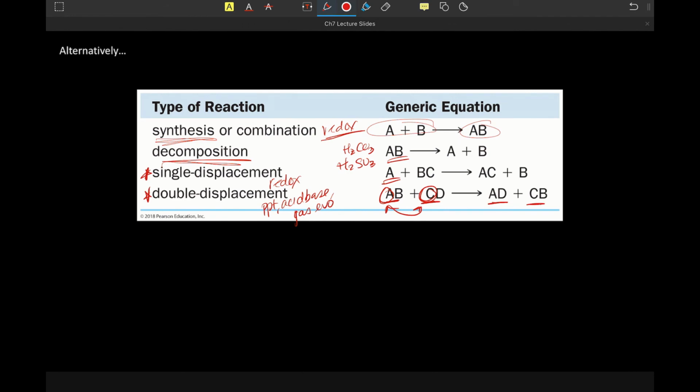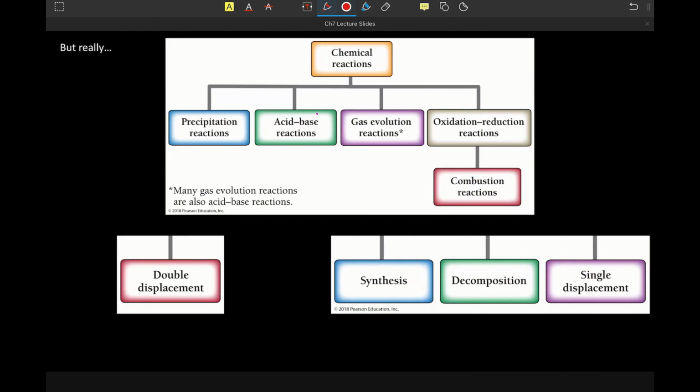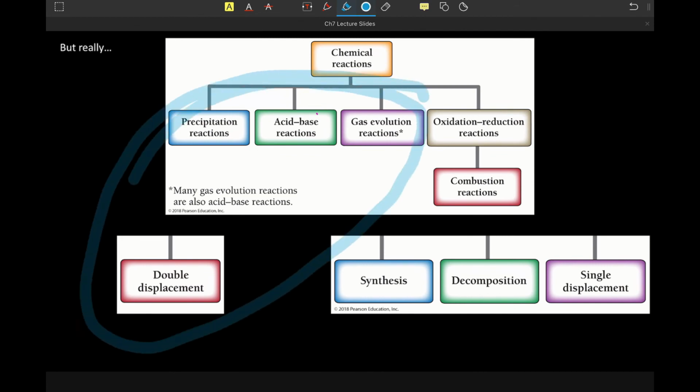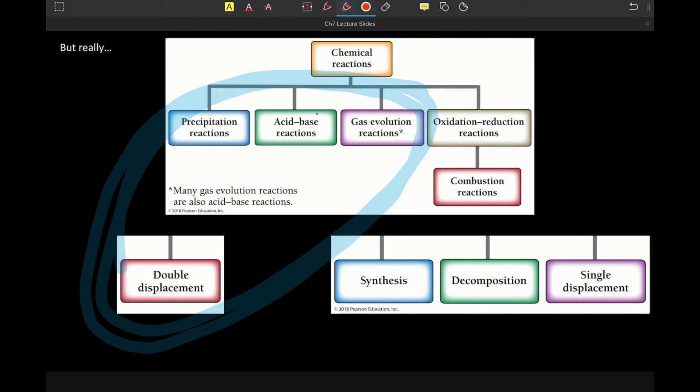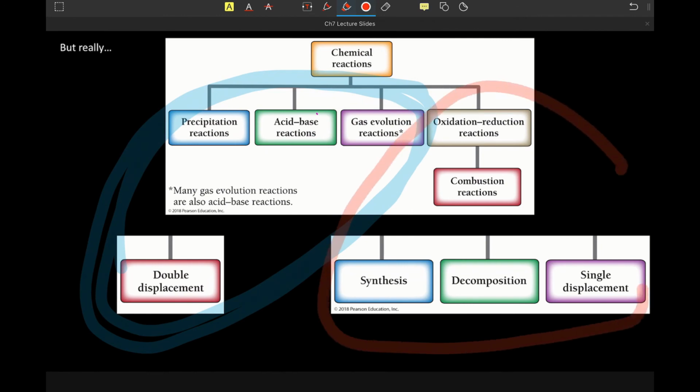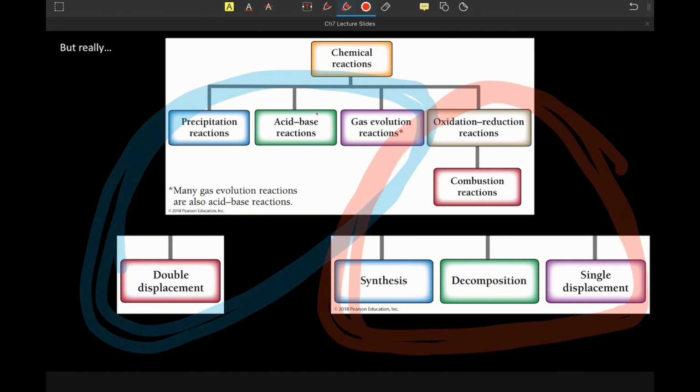So really, the classifications are almost irrelevant. We're all talking about the same types of reactions. So what that means is on a larger scale, this double displacement really just envelops all of these. And if we go on the other side, oxidation, reduction, combustion actually involves all of these. So it doesn't really matter how we classify them. They're all the same is the point.